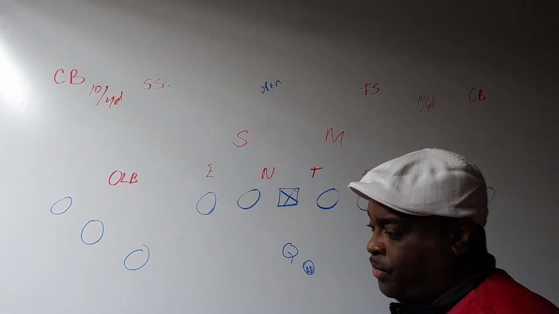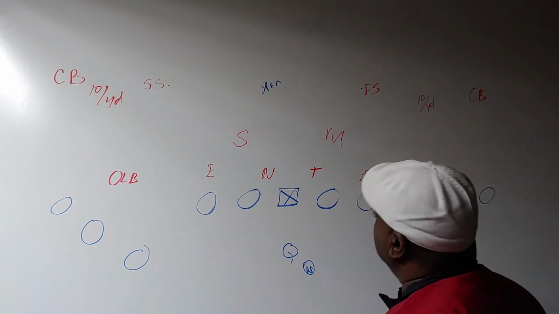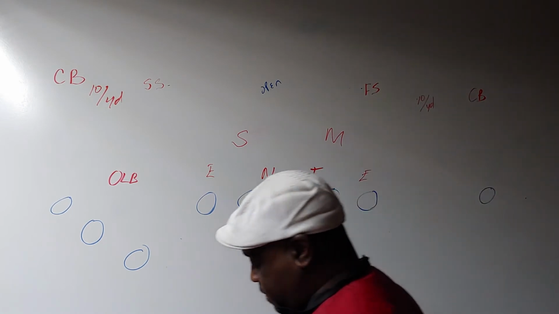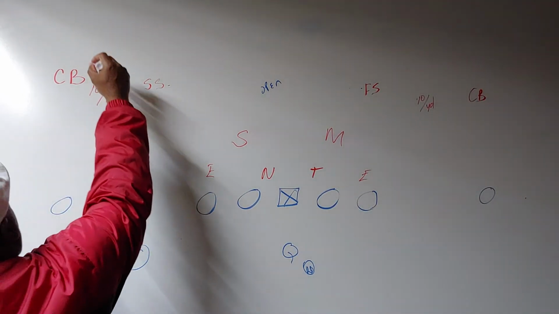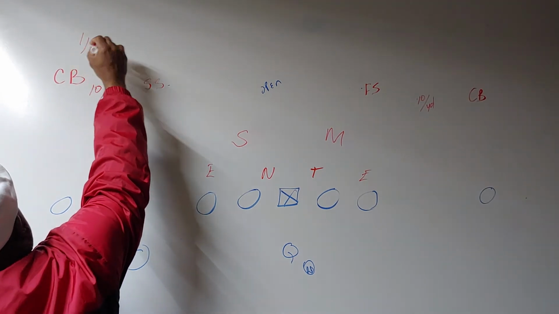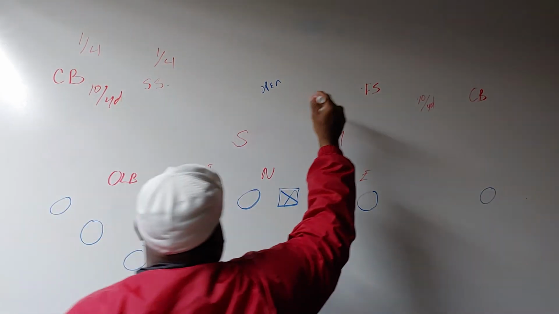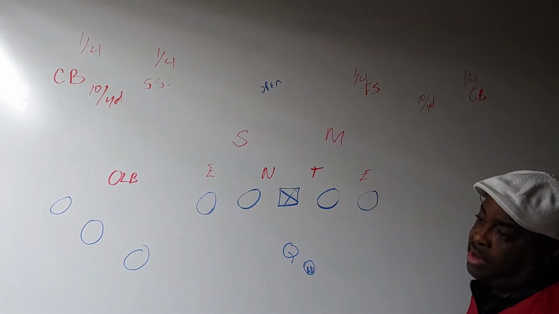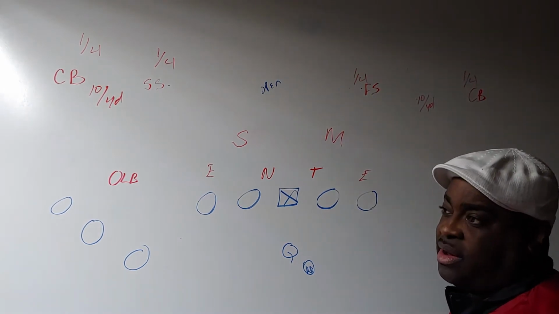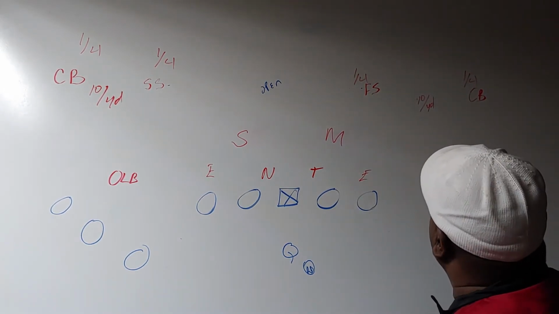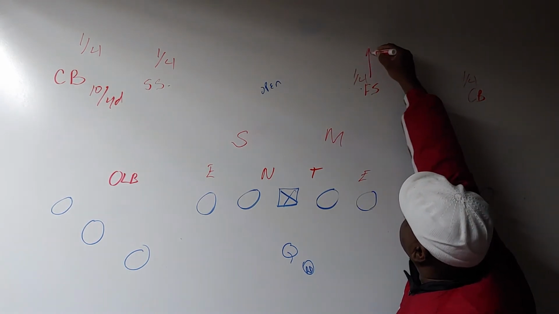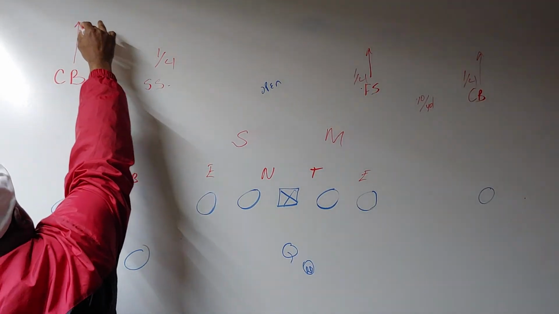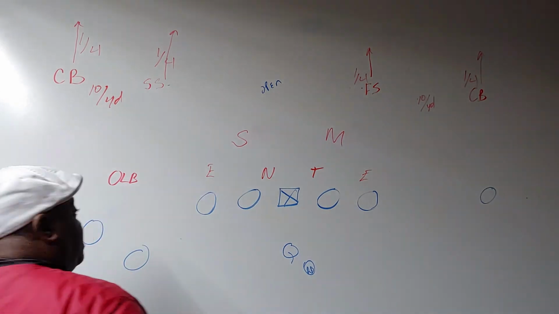But this is a defense that's designed to cover the deep passes. All these guys have a quarter of the field that they cover. A quarter, a quarter, a quarter. That's what makes it quarters. 4 quarters is a dollar, right? So their job is to get back and make sure you don't throw anything deep out there.